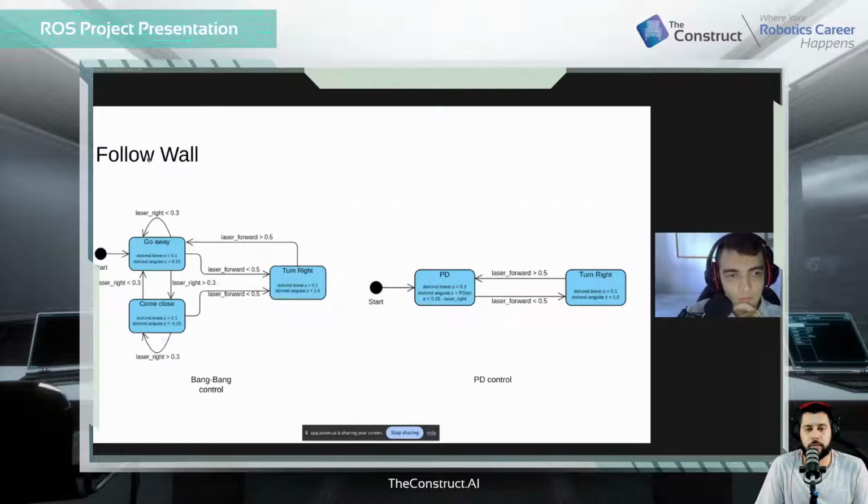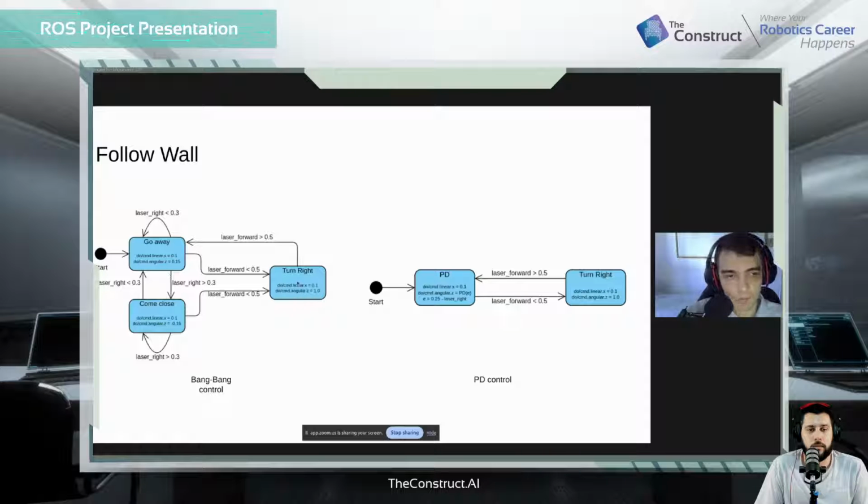And then the follow behavior that was proposed by the course is a simple bang-bang control. There are two main behaviors: going away and going closer. If it's too close to the wall, it starts going away, and if it's too far, it starts going closer to the wall.